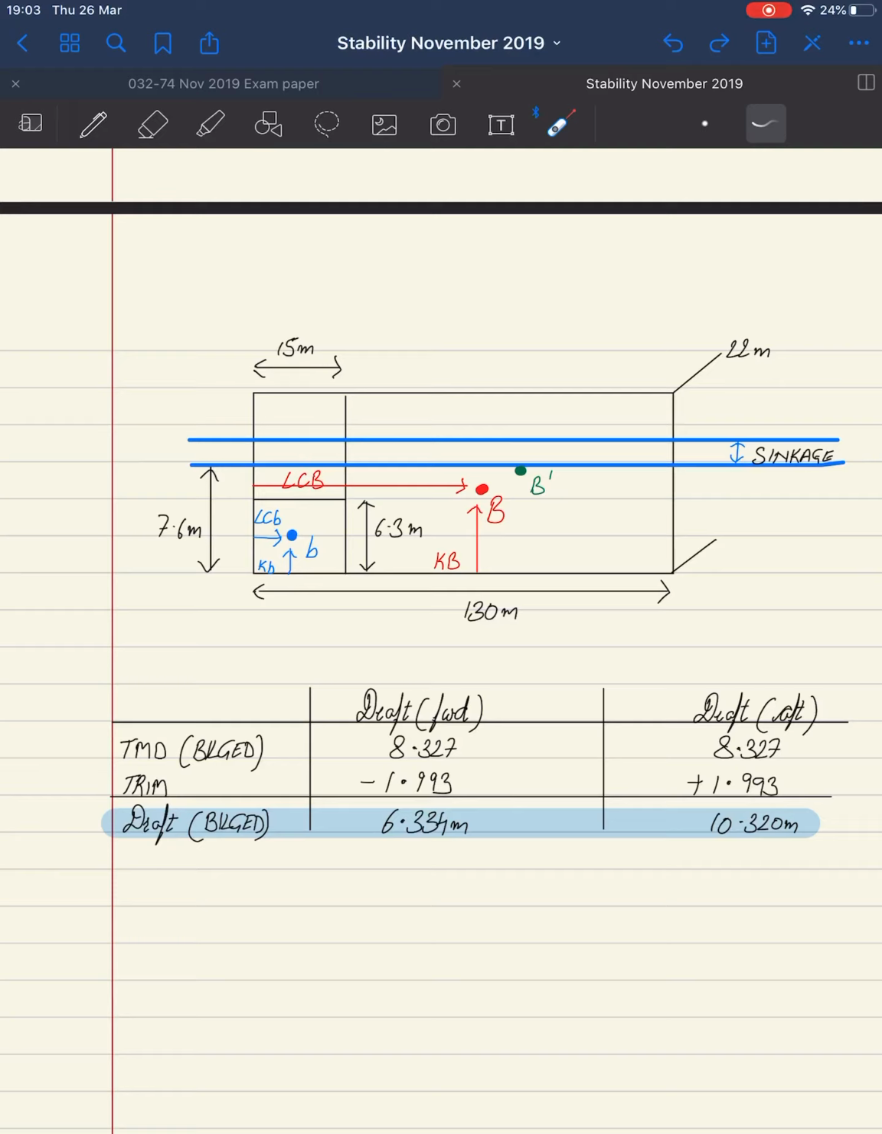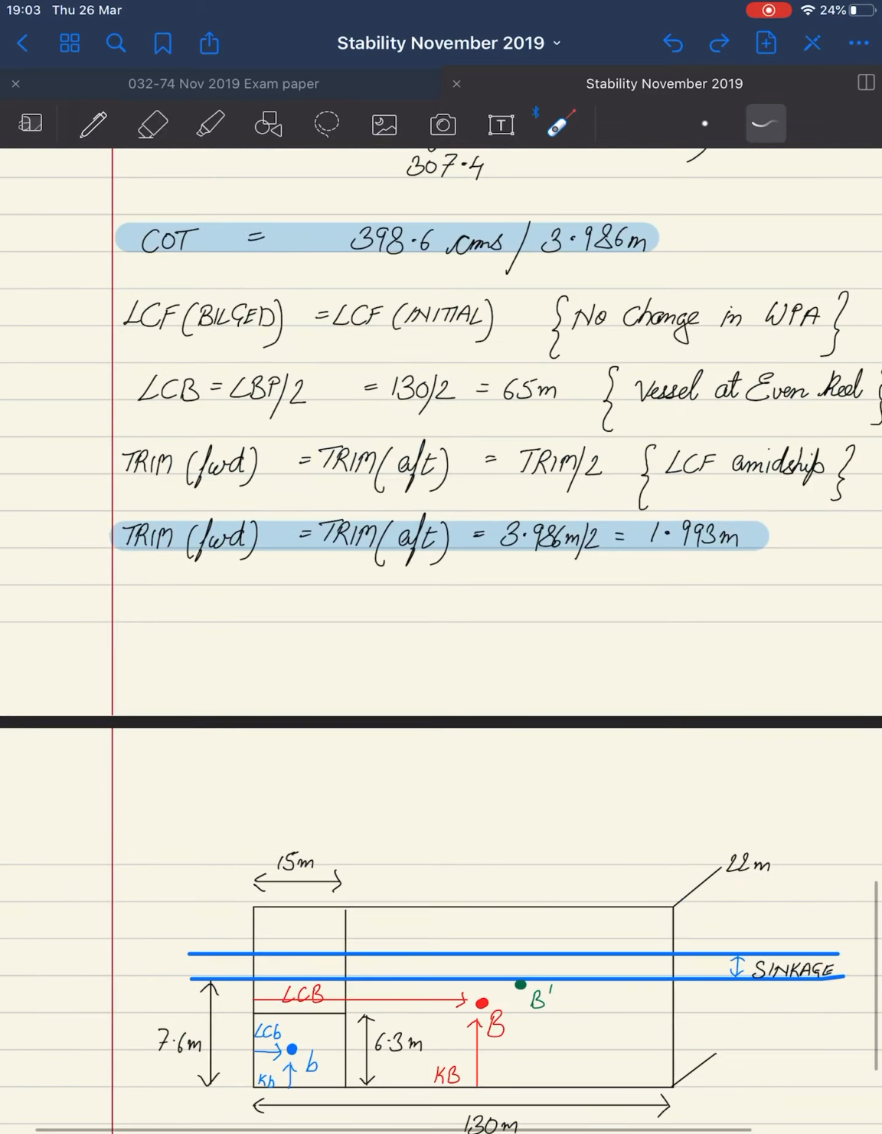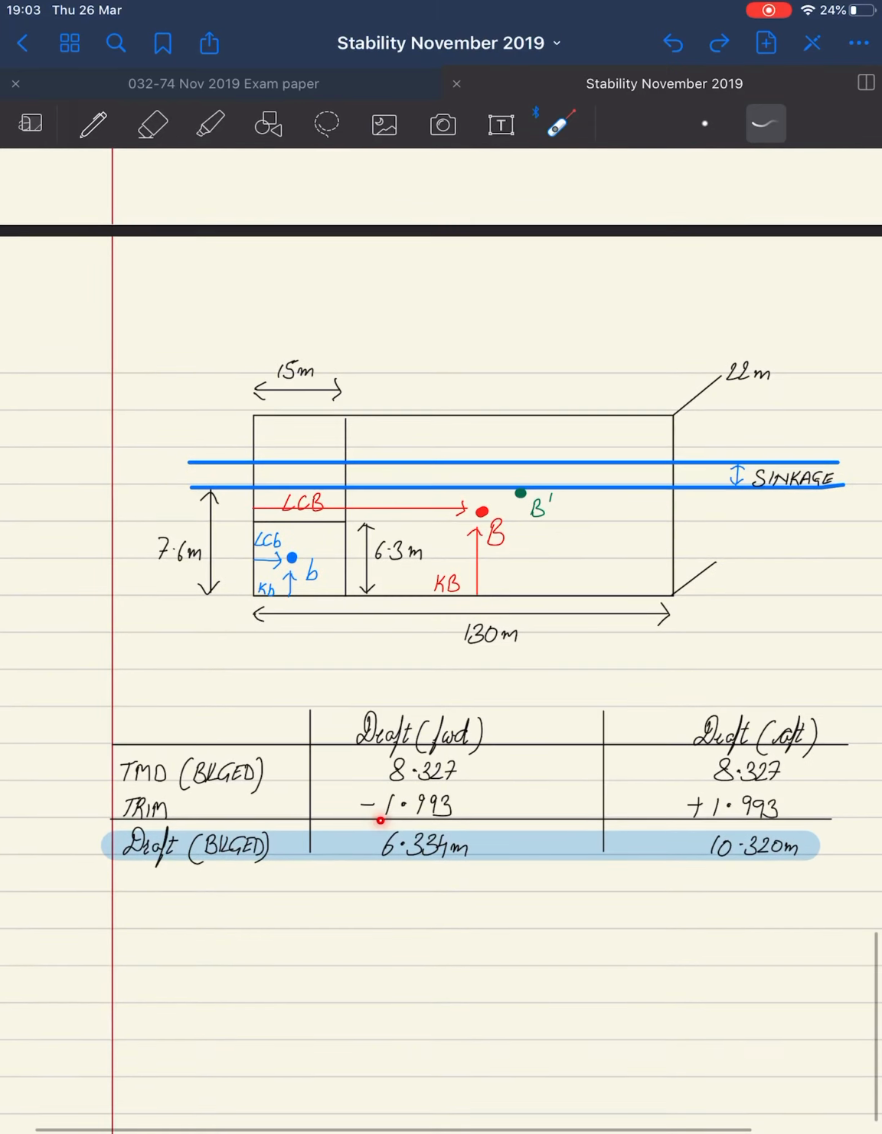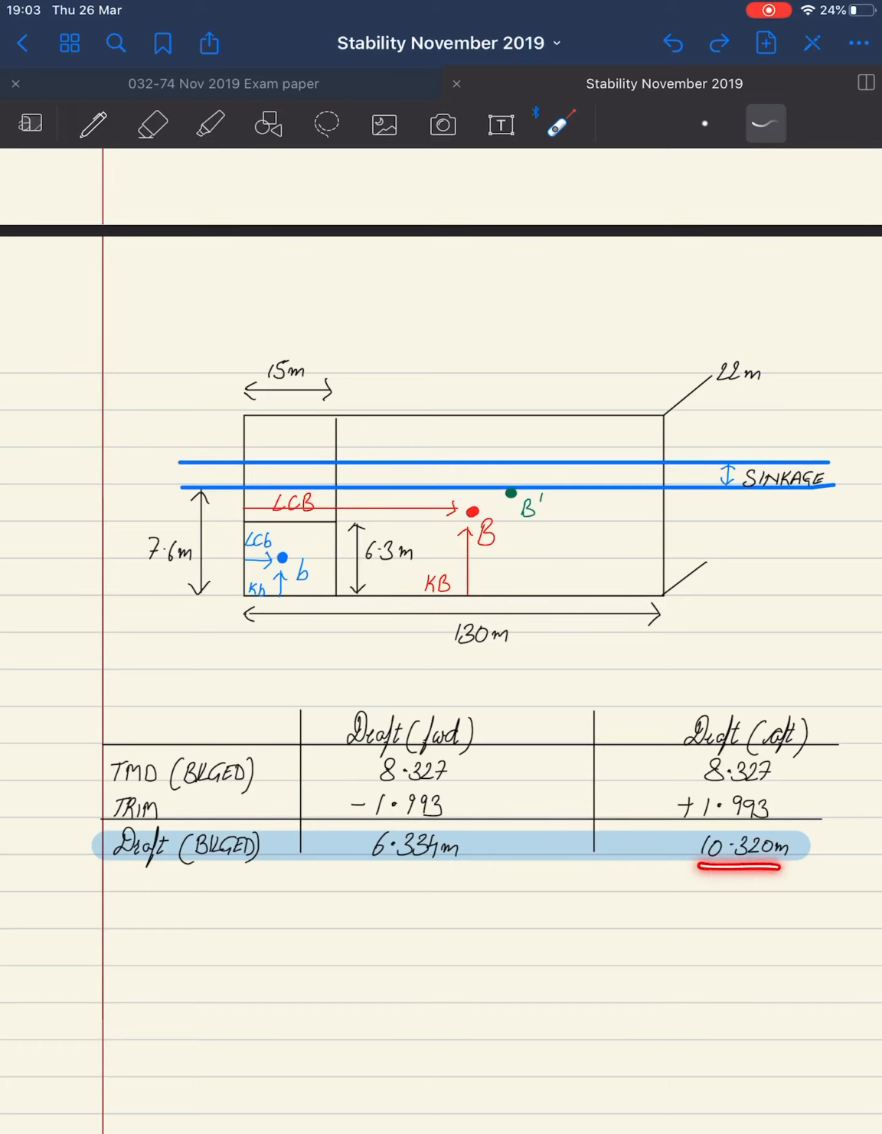So from the above drawing, we can find out that the change of trim forward, which we had found out here, has to be taken off from the true mean draft, and the change of trim aft has to be added to the true mean draft. So we take the trim of 1.993 meters from the true mean draft of the bilged vessel of 8.327. We get the bilged forward draft as 6.334 meters, and we get the aft draft in bilged condition as 10.320 meters.